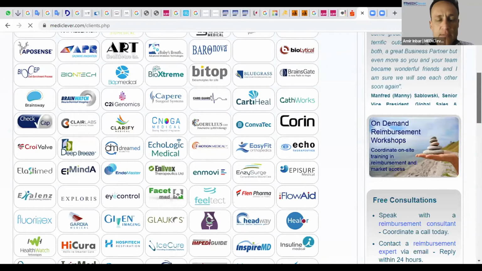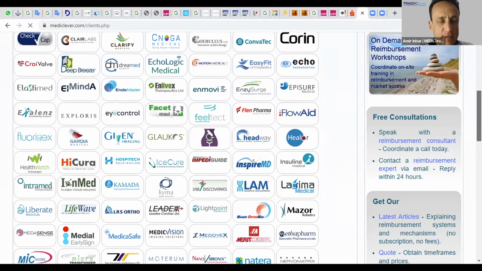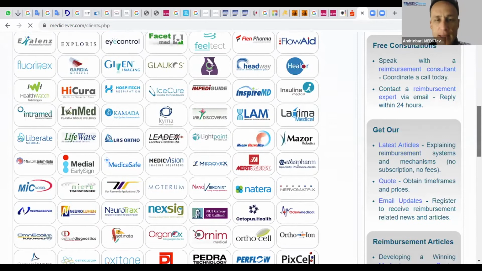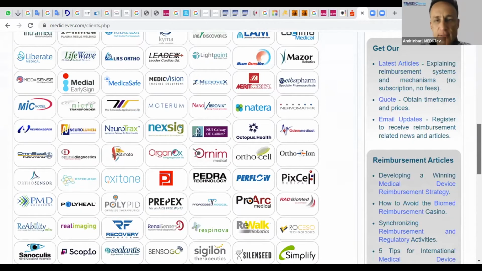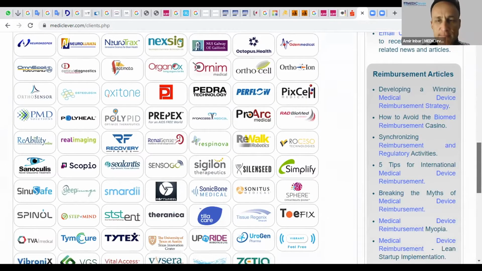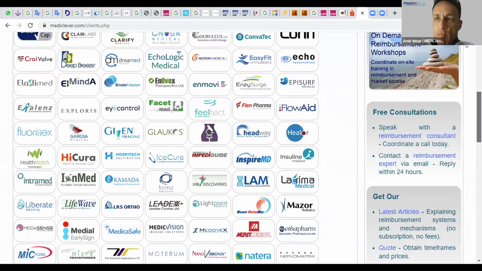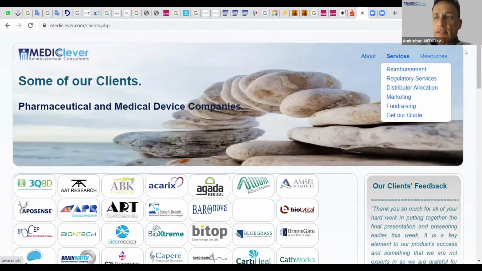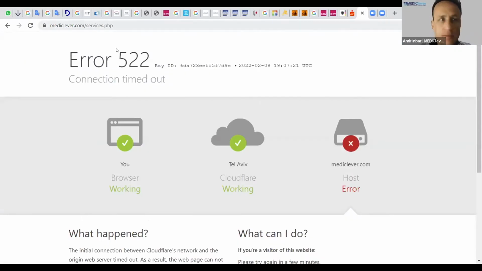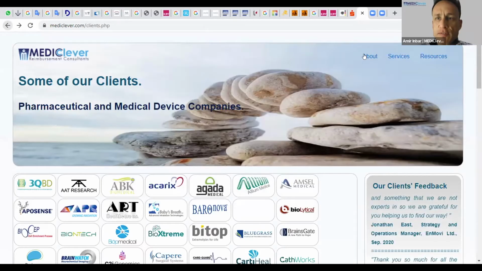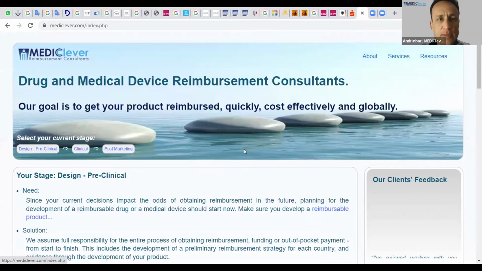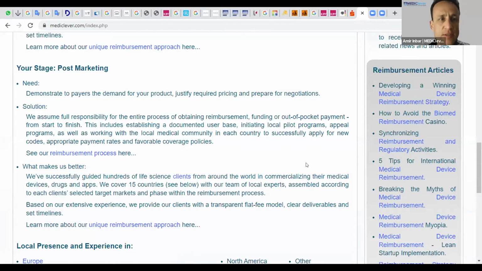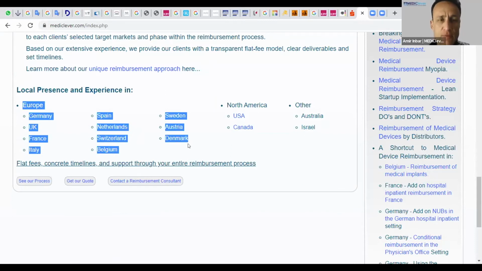We have worked with companies from all fields of medical devices and drugs, apps, etc. Orthopedics, cardiovascular, ophthalmology, you name it. We cover 15 geographies, and those include the US and Canada, as well as most countries in Western Europe. If we scroll down to the bottom of the page here, you'll see all the countries in Europe that we provide our services in, US and Canada, Israel, and Australia.